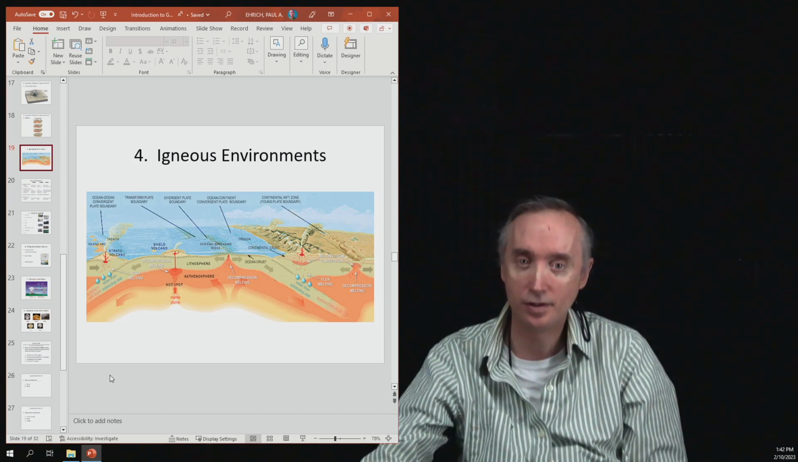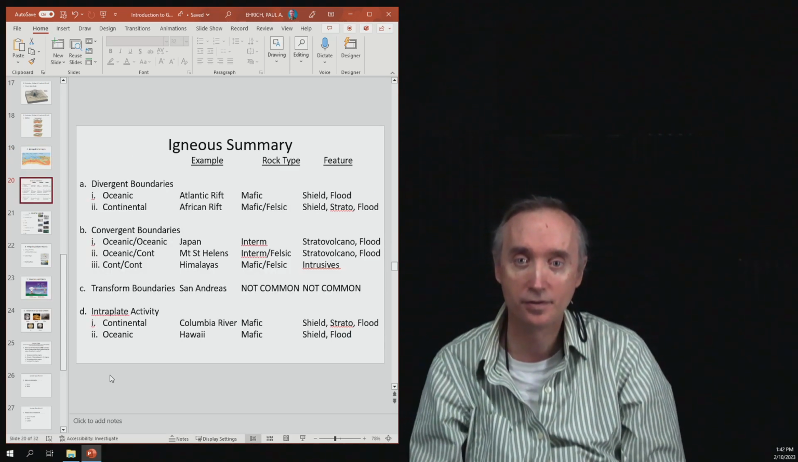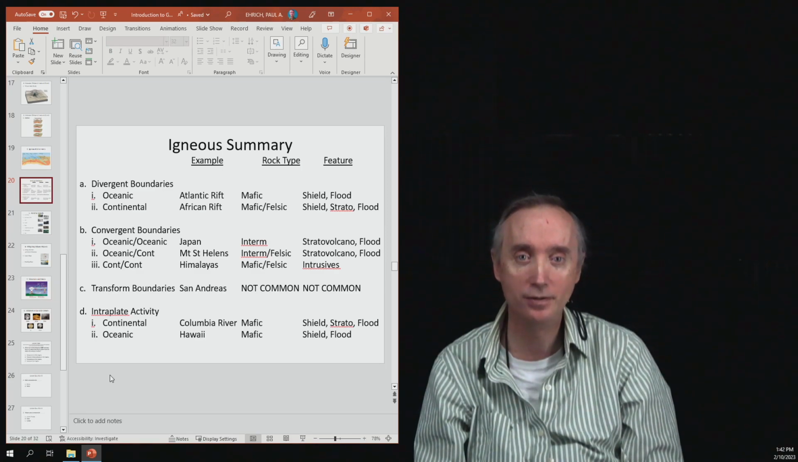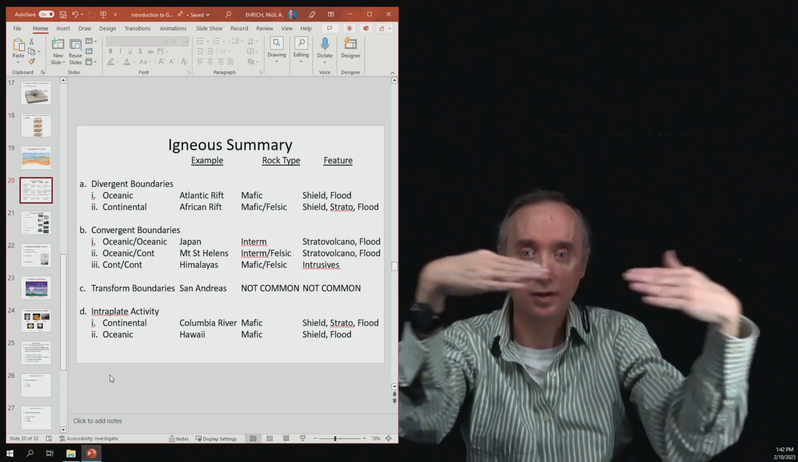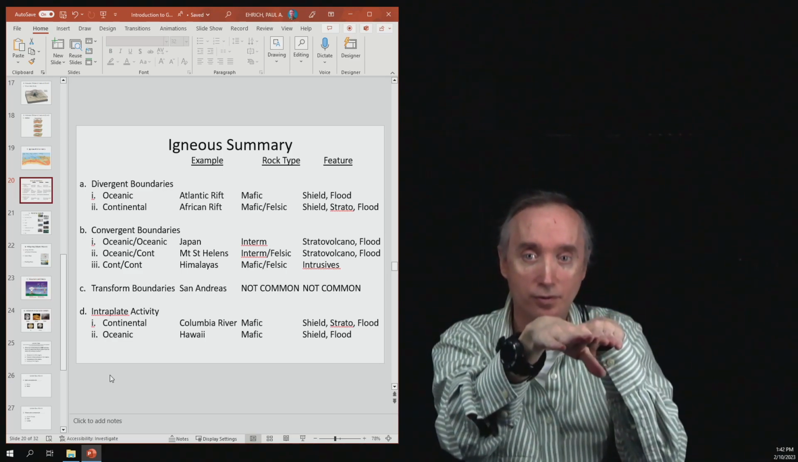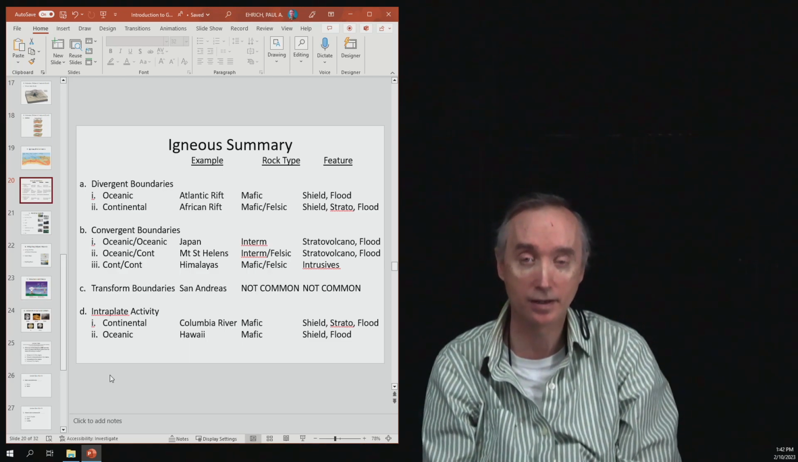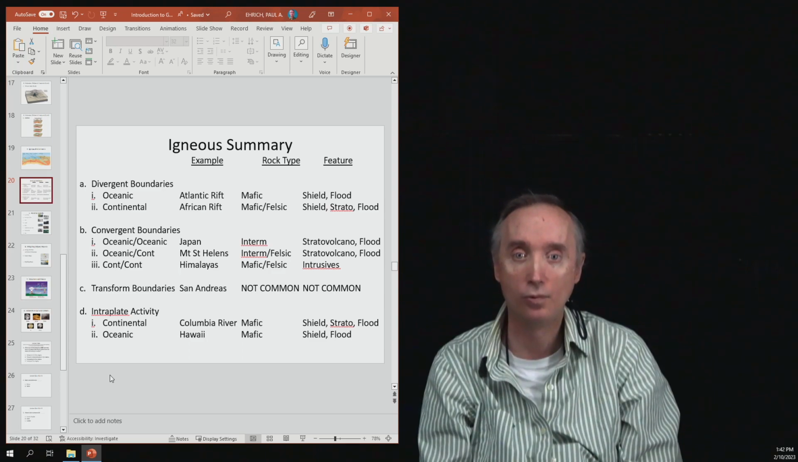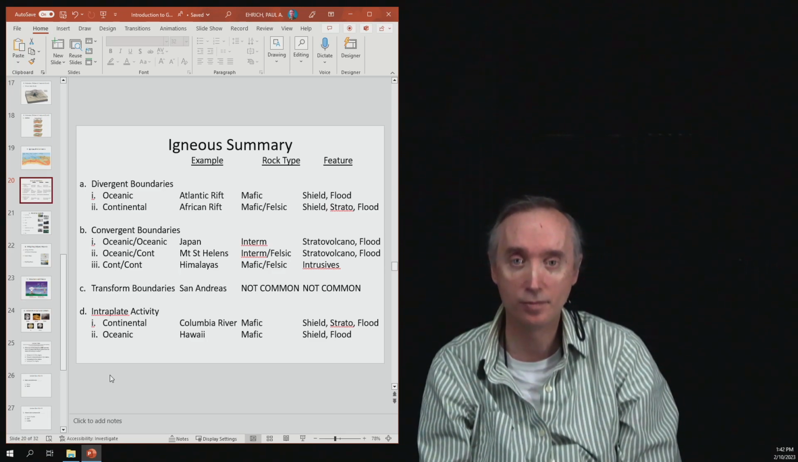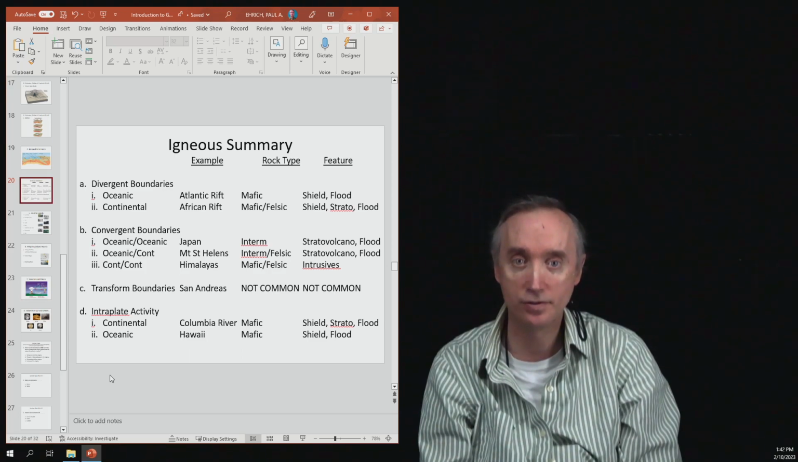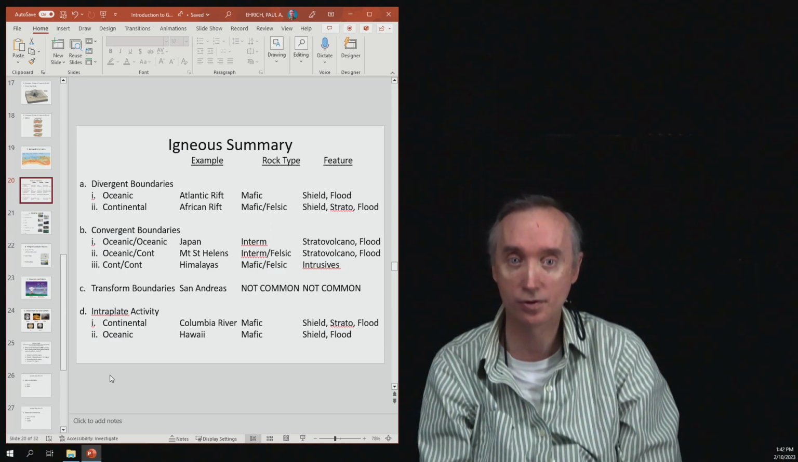Now, all of this is summarized on this chart here. So if you want to pause me so that you can read this. So this talks about what kind of boundaries do you have. Is it divergent, or is it convergent, or is it transform, or is it hotspot type activity, intraplate activity? And then it tells you where would you find some of these kinds of interactions, and then it shows you what kinds of rocks would be produced, and then what kinds of features would be produced at the surface.